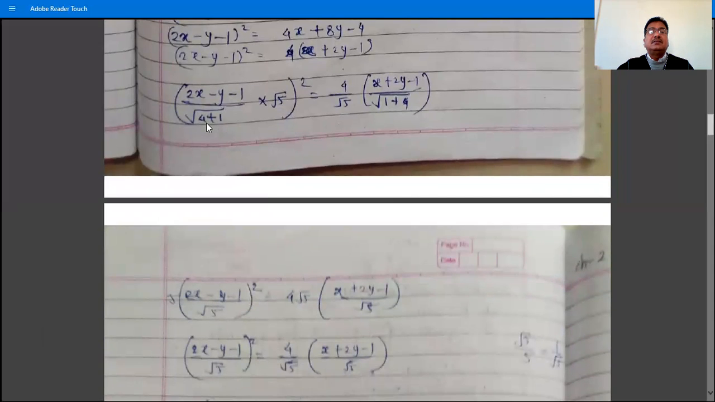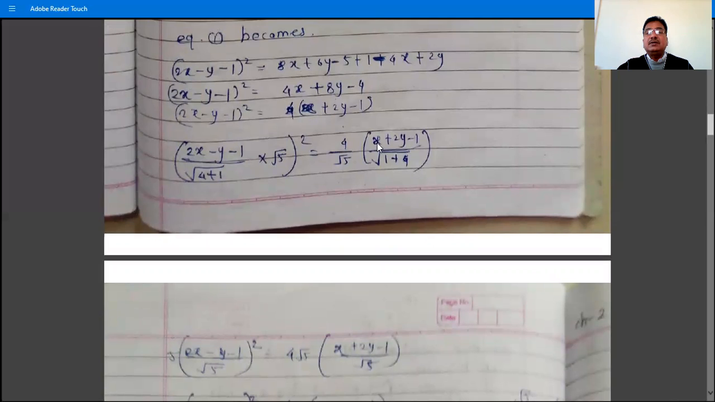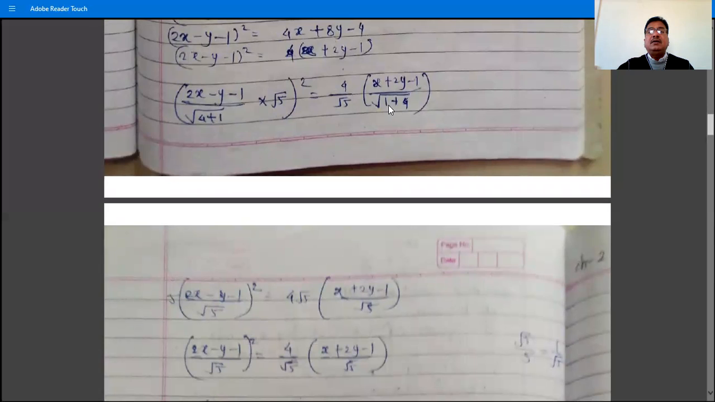Then write (2x minus y minus 1) divided by the root of the coefficient of x squared plus the coefficient of y squared. That is, 2 squared is 4 and the coefficient of minus 1 squared is 1, so write root 5. The same calculation is here: root of x squared plus root of coefficient of y squared, that is 1 squared is 1 and 2 squared is 4, so divide by root 5 and multiply by root 5. Here is also the same calculation, divided by root 5. So here write 4 into root 5.